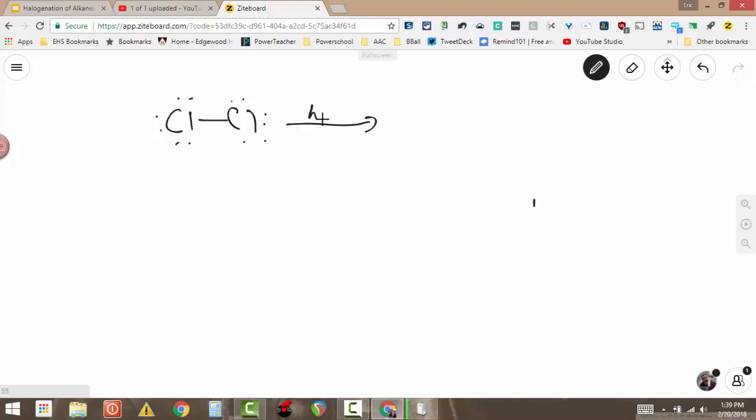In the presence of light, what happens is this bond in the middle of the two chlorines, this single covalent bond, is broken. But it's broken in a homolytic fashion. Homolytic means that the bond is broken evenly and one electron from each goes to each chlorine. So I indicate that with a curved arrow and a half arrowhead. That's how I show one electron moving this way, one electron moving this way.